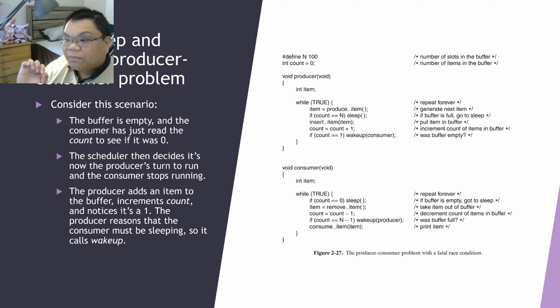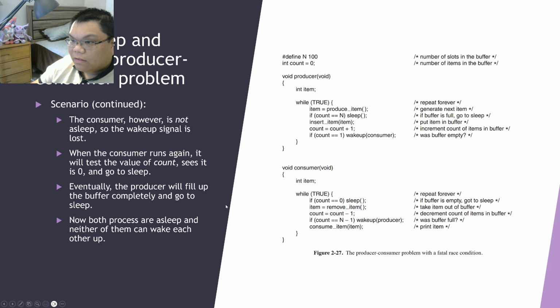The consumer wasn't asleep the whole time. Rather, the scheduler decided it was time for the producer to start running, so the consumer is not asleep. It was put into the waiting queue by the CPU scheduler. So now, the producer is gonna send a wake-up signal to the consumer when it thinks it's asleep, when it's not. So this wake-up signal is lost. The consumer never gets the signal.